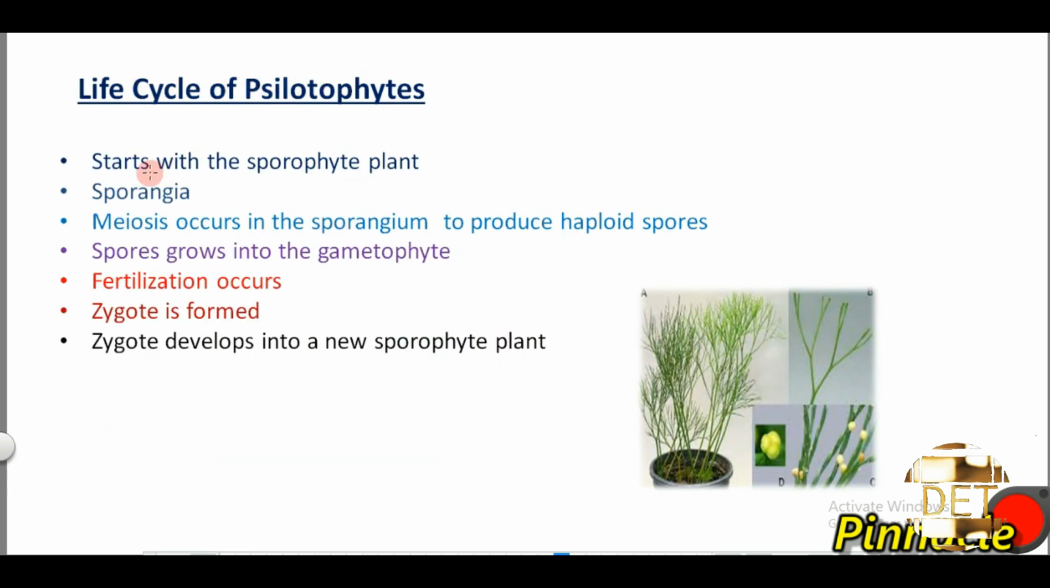The life cycle of pteridophytes, like I said, starts with the sporophyte plant, which is the generation responsible for the production of spores. It contains the sporangium. Meiosis occurs in the sporangium to produce haploid spores. Then these spores grow into the gametophyte. Fertilization occurs in the gametophyte plant, and the zygote is formed. The zygote develops into what? The new sporophyte plant. So this is just a quick summary of the life cycle of pteridophytes.